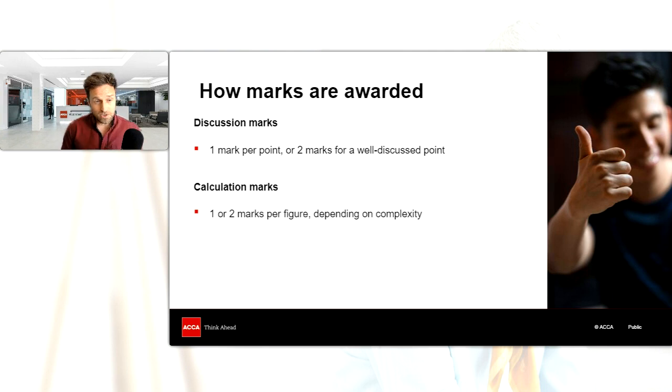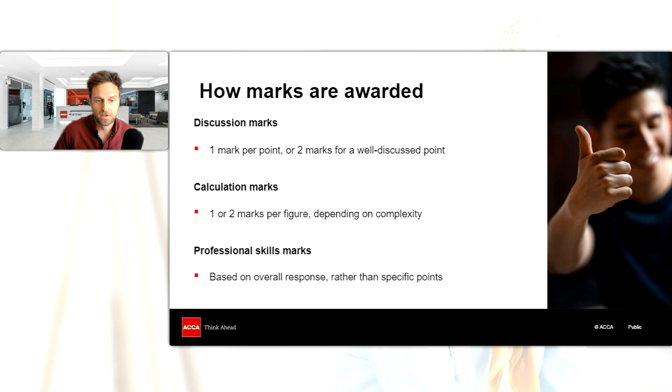In terms of calculation marks, you are looking at 1 or 2 marks per figure, depending on the complexity. Now, something that a lot of students aren't aware of, there are no half marks in AFM. So you can't get half a mark for that calculation. It is either a whole mark or potentially 2 marks, depending on how complex that is. Also, don't forget the markers can see your workings. They can see what the formula is behind the number in the spreadsheet. So that is always good to remember. You don't need to write it all out again. A lot of the time they can see what you're doing, which is brilliant.